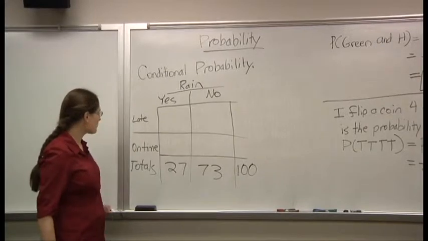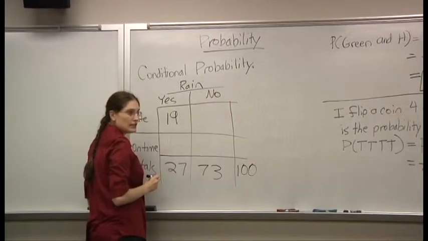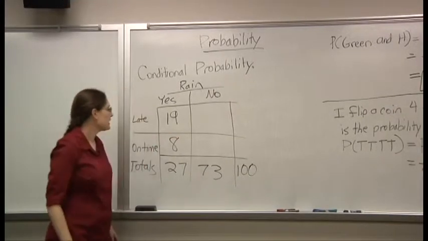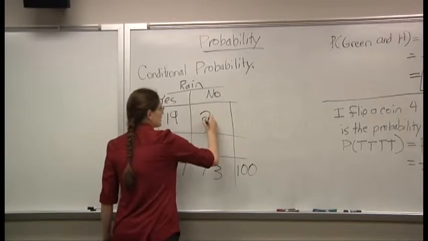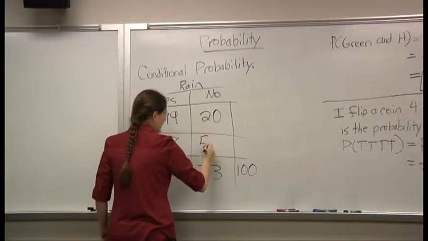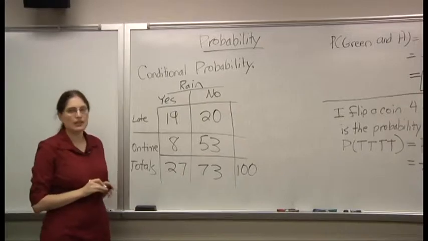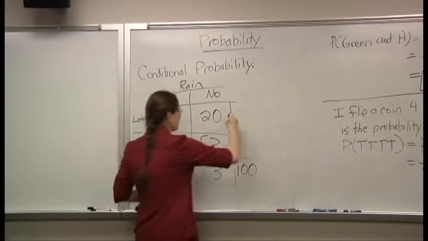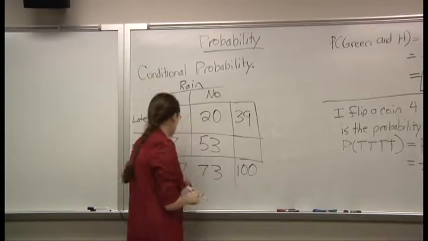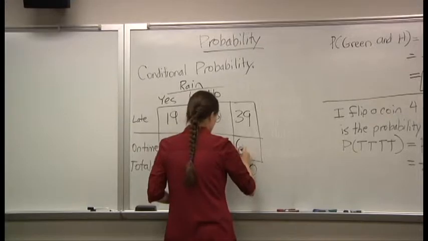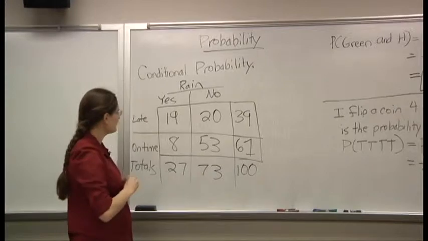On the days when it rained, the bus was late 19 times and on time 8 times. When it didn't rain, the bus was late 20 times and on time 53 times. So how many times was the bus late altogether? 39. And it was on time 61 days.